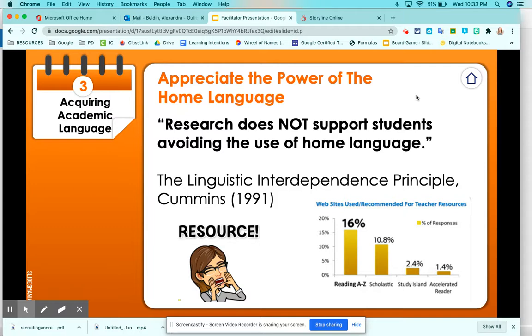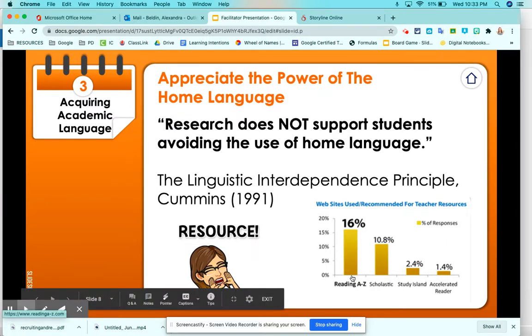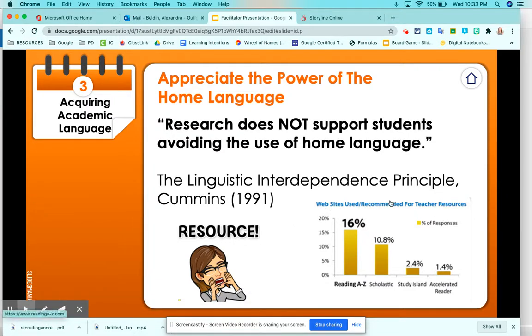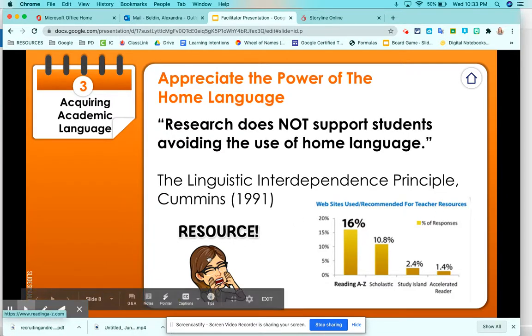A resource that was recommended also in the text was Reading A to Z. And I took this from their website. It says compared to accelerated reader, like AR, some people refer to it as AR, Study Island, Scholastic, Reading A-Z is used by 16% of teachers. So this is a really fantastic teacher resource.